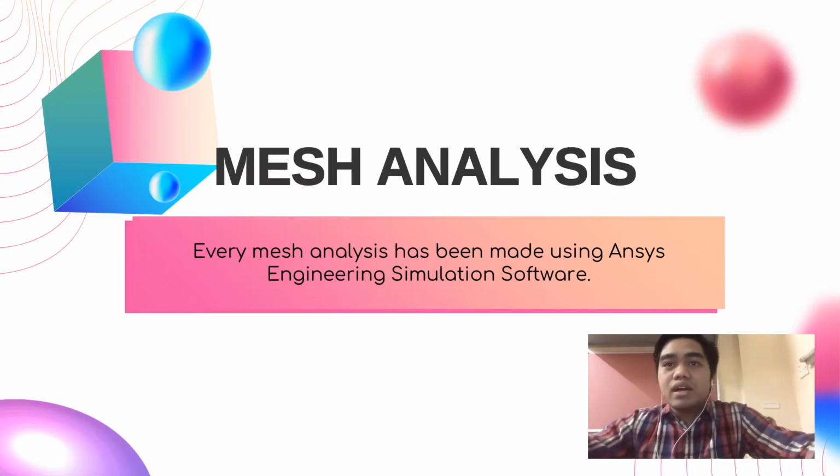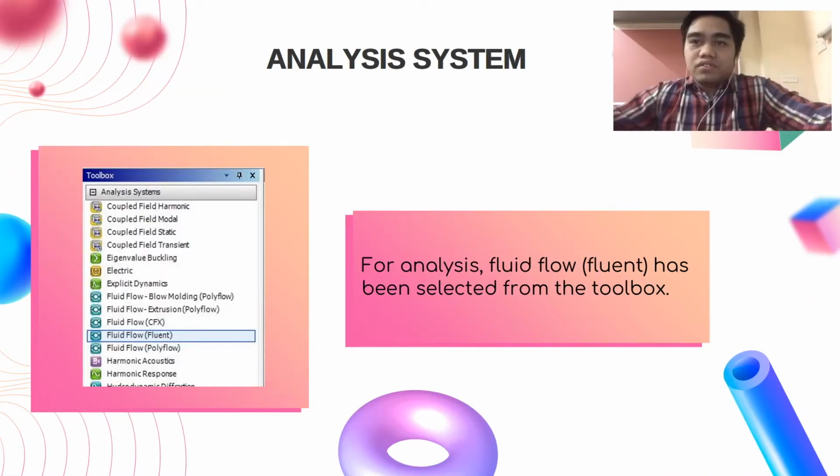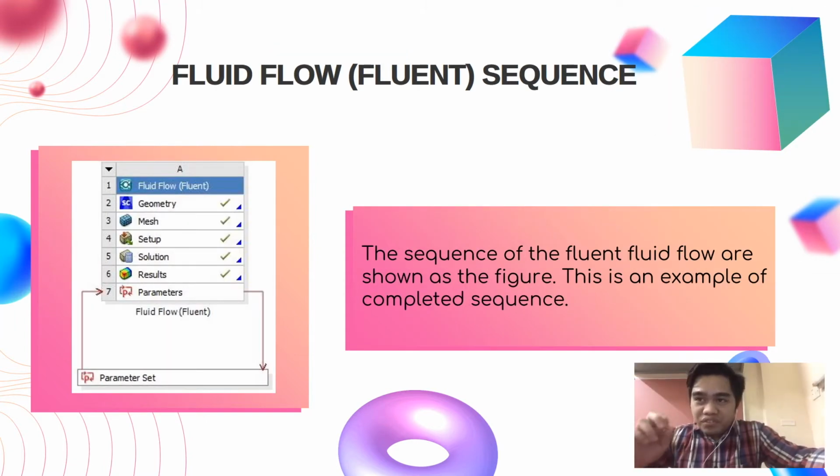Next, mesh analysis. Every mesh analysis has been made using ANSYS engineering simulation software. For analysis, fluid flow, which is Fluent, has been selected from the toolbox. The sequence of the fluid flow is shown in the figure. This is an example of a complete sequence.